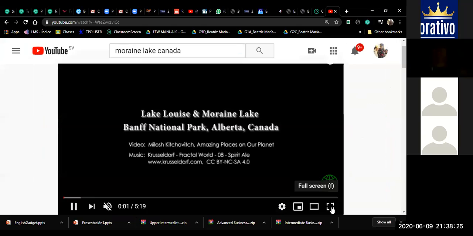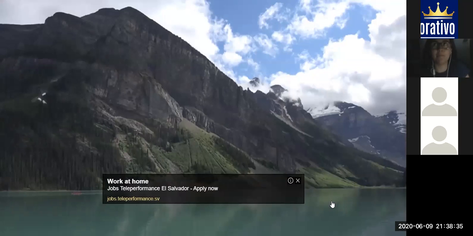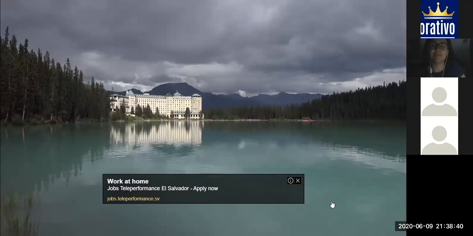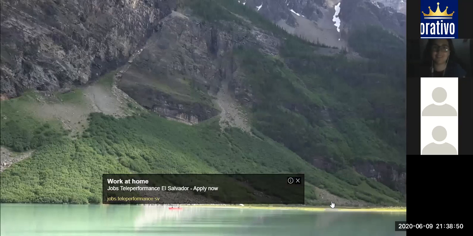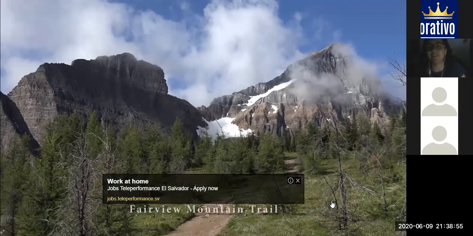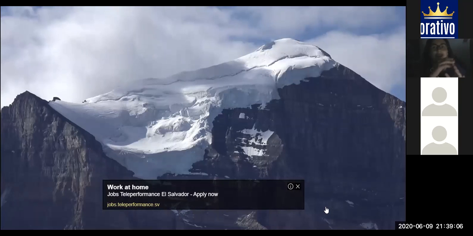Okay. There you go. Well, I'm talking about Moraine Lake, Canada. Moraine Lake is a mountain and a lake located in Banff National Park in Alberta, Canada. The lake has a surface area of 50 hectares. The lake, being glacier fed, does not reach its crest until late May to late June. When it's full, it reflects a distinctive shade of azure blue.